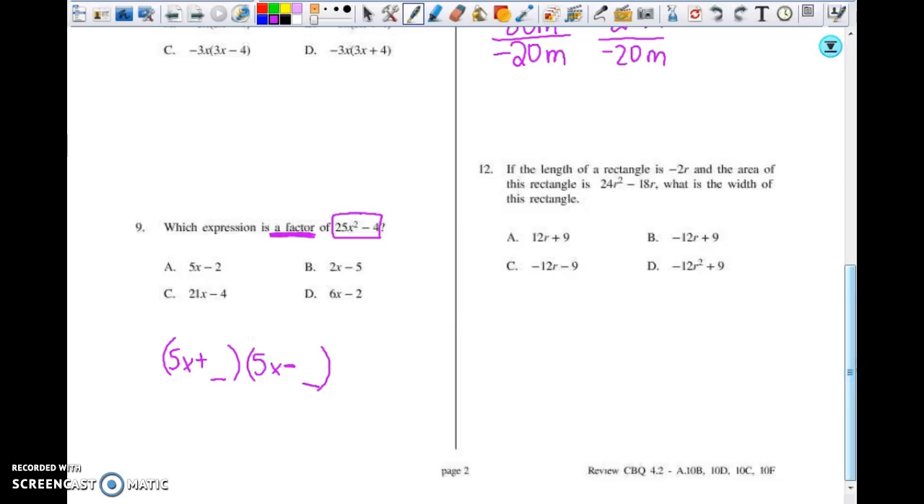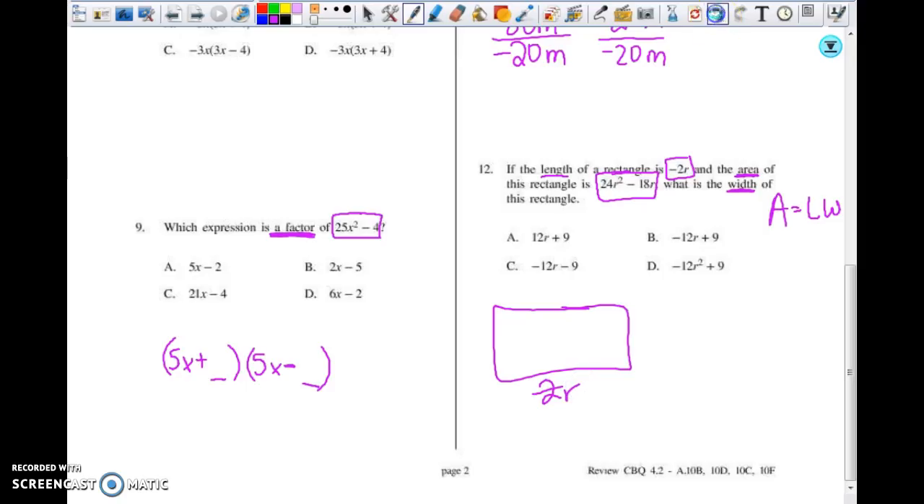This one, number 12, is similar to number 11. If the length of a rectangle is negative 2r, and the area of the rectangle is 24r squared minus 18r, what is the width? So this one, guys, you need to know. Again, we know that area is equal to length times width, right? I have this whole little rectangle. I know that the length is negative 2r.